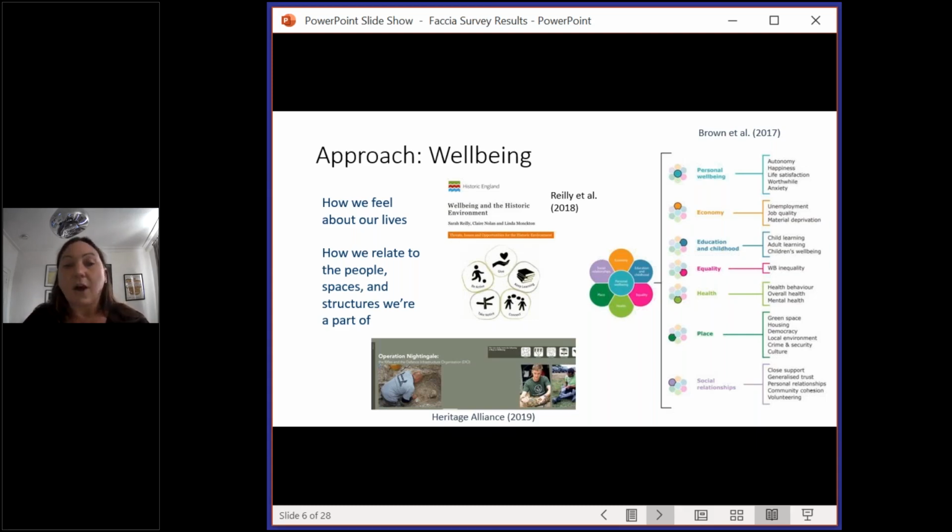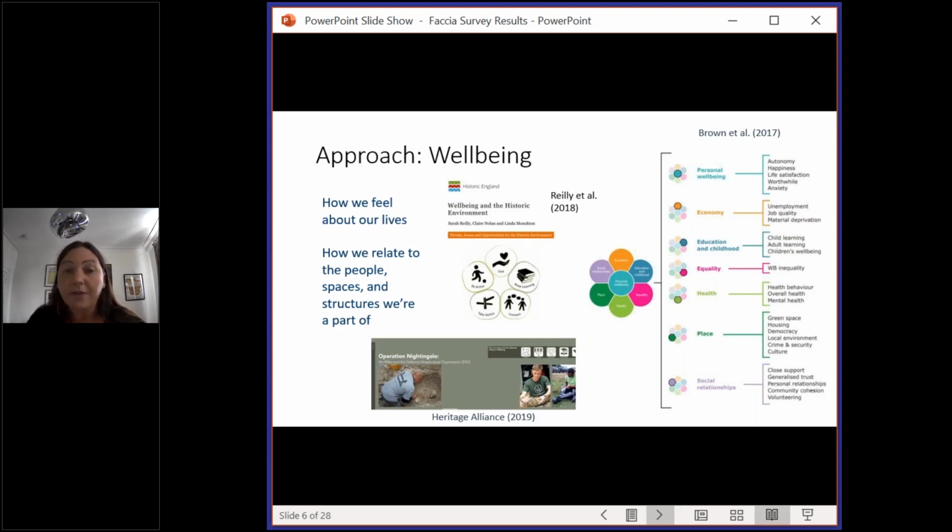So if you feel a sense of autonomy, happiness with your life, life satisfaction, a sense that things in your life are worthwhile, and basically what your level of anxiety is like. You have variables related to the economy, so levels of unemployment and material deprivation, as well as job quality, and also access to jobs within places. You have education and childhood, which is basically lifelong learning and children's well-being variables. You have equality, and that's well-being inequality that exists within a particular place or wherever you're defining your location.